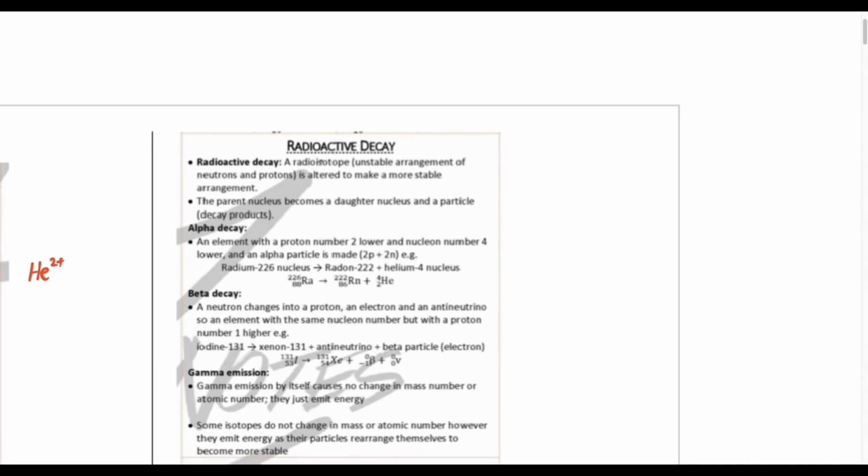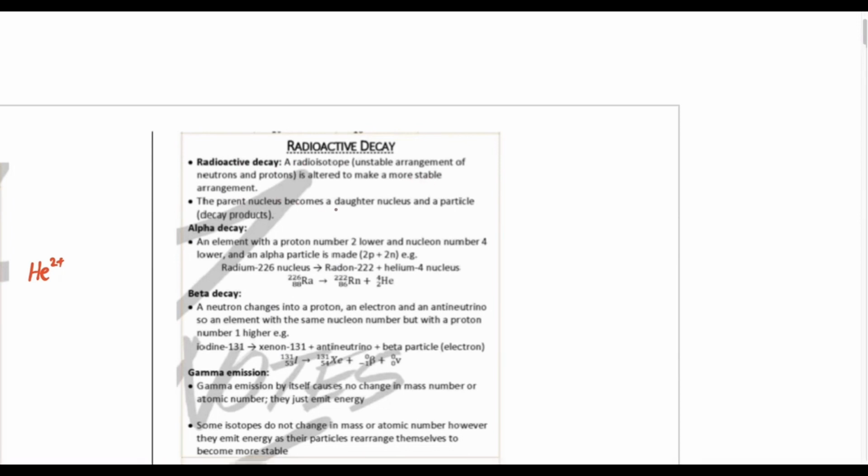So they are trying to explain why radioactive decay happens, because the nucleus is not stable. So they need to release some things away, maybe too much energy, so they have to release energy. Or maybe there are too many electrons, then they release electrons to make it stable. Or maybe there are too many neutrons or protons, then they release neutrons or protons to make it stable. Okay, so that is the reason why radioactive decay happens, just to become more stable at the end.